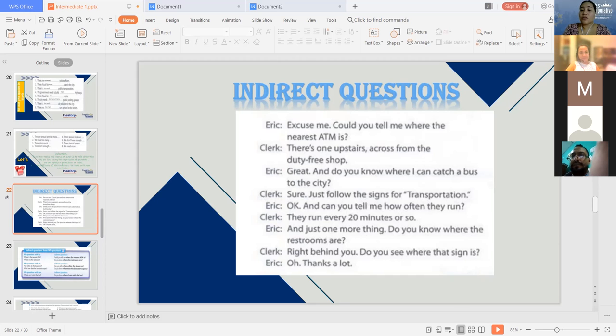Do you want to listen to it once again? ¿Les gustaría escuchar? Yes, please. Once again? All right, so let's play it. Yes. Page 11, exercise 8, conversation.